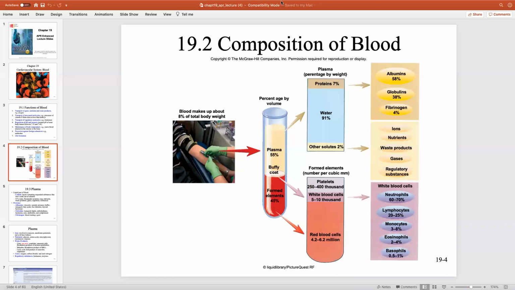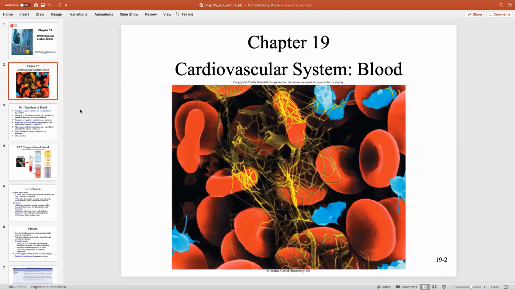So when we're doing a CBC, when you're drawing blood right here, keep in mind, here's a picture of what blood is supposed to look like, a representation, a diagram. Notice that you have red blood cells here. They're red, obviously, but if you take a look at them, they look different. They look like what they call a biconcave disc. They look like little donuts.